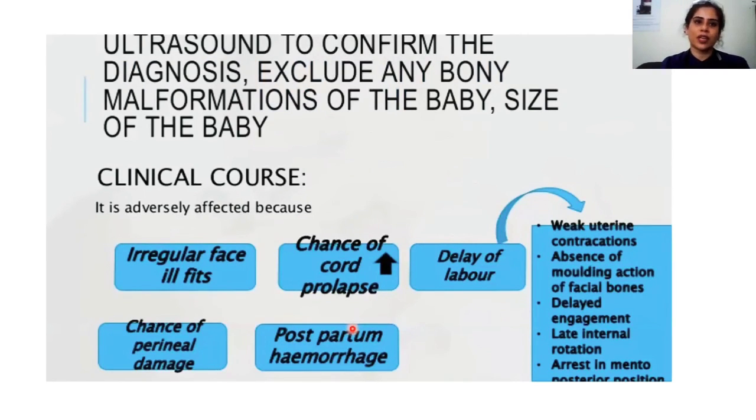Talking about the clinical course, as I have told you earlier, it is adversely affected because the irregular face ill fits the dilating cervix. This leads to chances of cord prolapse and delay of labor. There will be weak uterine contractions, absence of molding of the facial bones, delayed engagement, late internal rotation, and arrest in mento-posterior position.